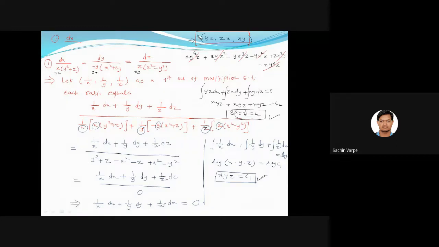What should be the second set of multiplier for this? There are infinitely many possibilities. You just have to try. Trial and error.